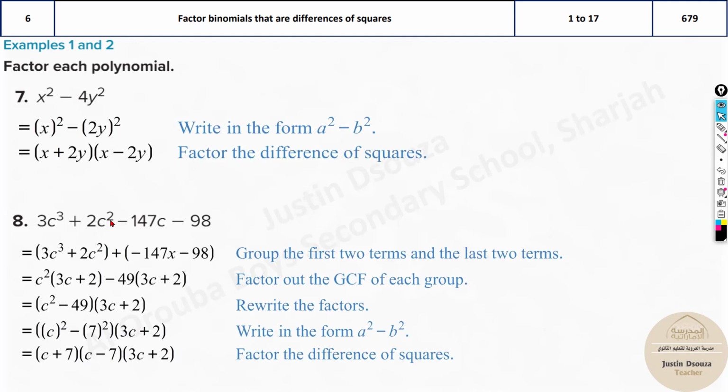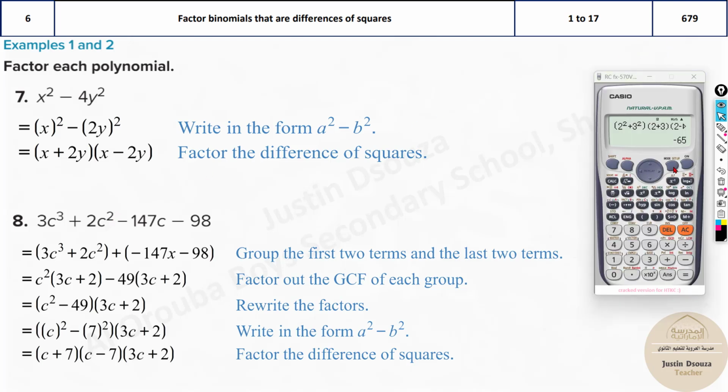Now, what about this one? What I would suggest is use your calculators. We will go to more 5, and option number 4, it's cubic, right? So substitute all the values. 3, 2, minus 147, and lastly we have minus 98. What are the answers? 7, negative. Okay, now this is a bit of a problem. Why? Because what is negative 0.66666 going to be?